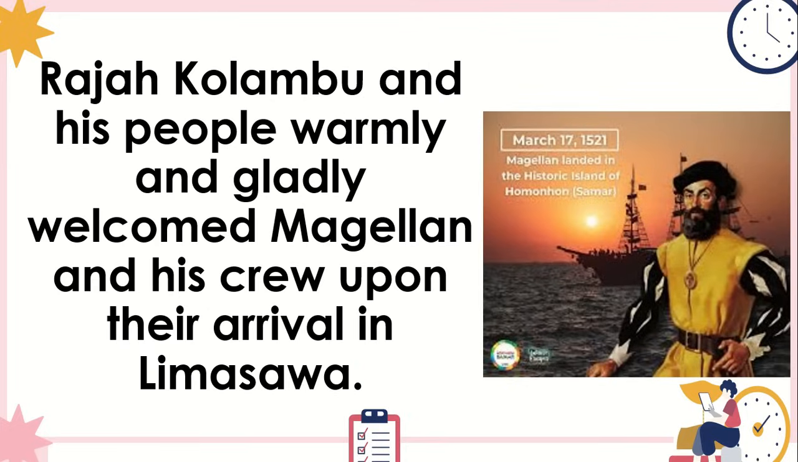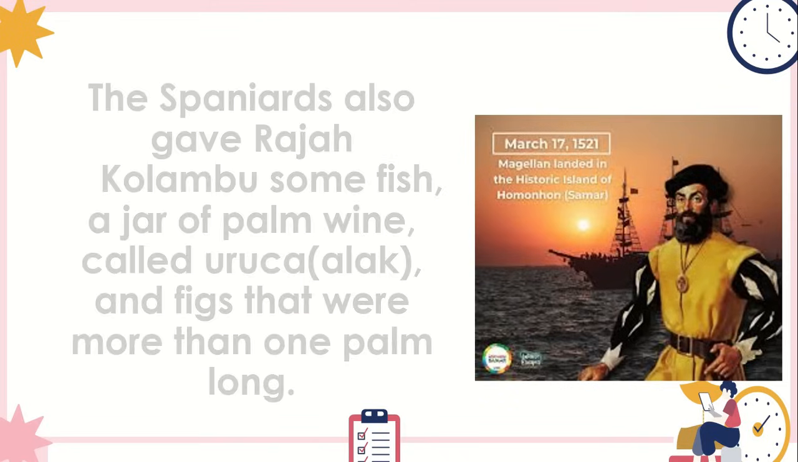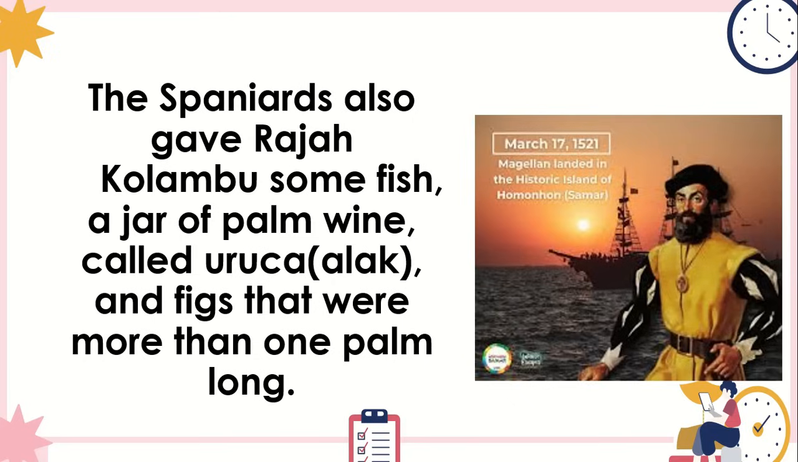Raha Kolambu and his people warmly and gladly welcomed Magellan and his crew upon their arrival in Limasawa. To repay the chiefs and the natives' hospitality, Magellan gave the natives mirrors, bells, red cups, combs, and ivory. The Spaniards also gave Raha Kolambu some fish, a jar of palm wine called uruka or alak, and figs that were more than 1 palm long.